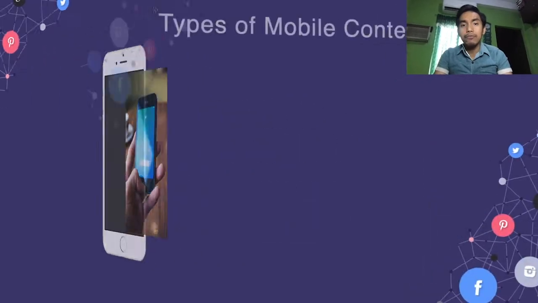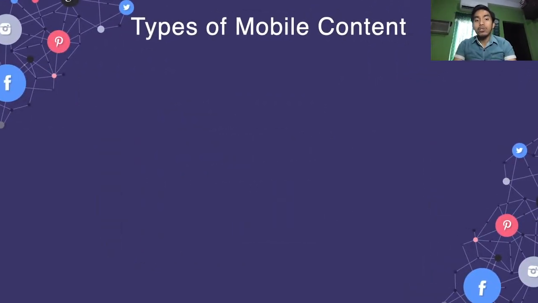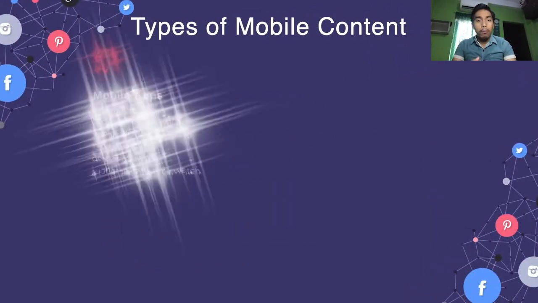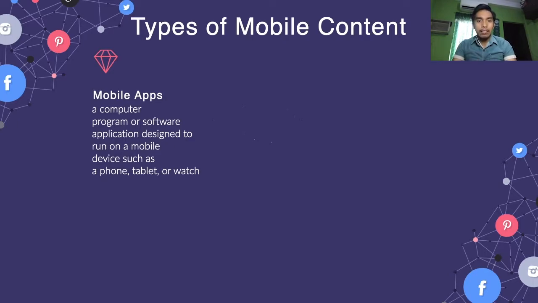There are many different types of mobile content. So you have your, of course, mobile apps, which can be accessed through Apple Store or Google Play Store. These are your computer programs or software that are designed to run only on your mobile phones or mobile devices.